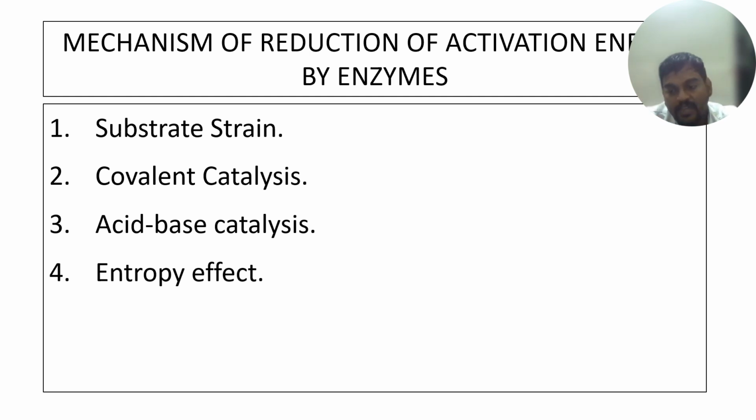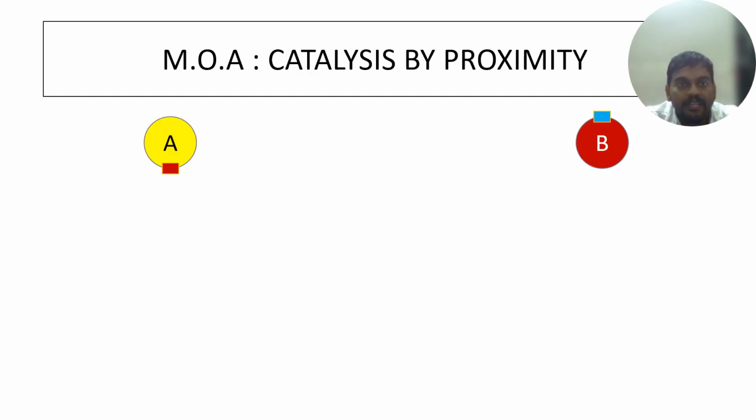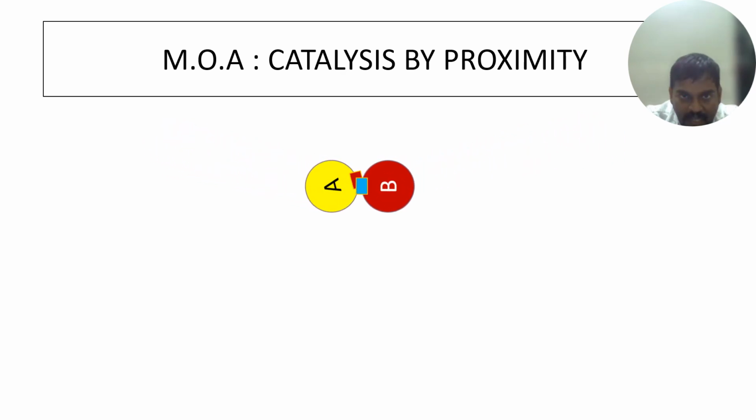There are two methods. Let's see the two methods. The first method is called catalysis by proximity. Let's assume this is substrate A and this is substrate B. Let's assume to combine the substrate A and B to form a product, I have to drag substrate A to here and substrate B to here, and I have to rotate it in such a way that this red part of substrate A should come in contact with the blue part of substrate B. Then only it will get converted to form product.